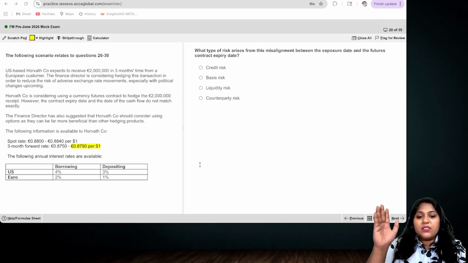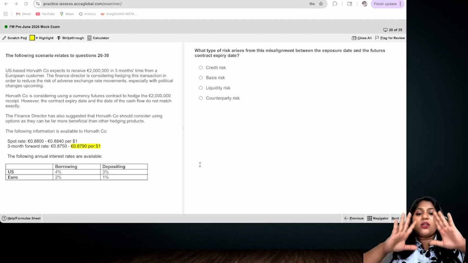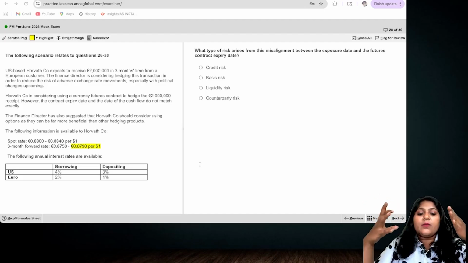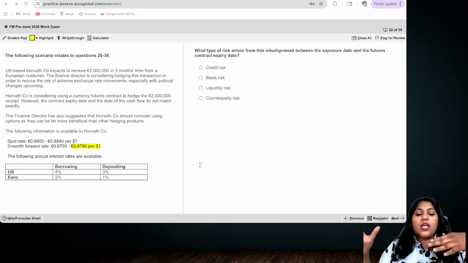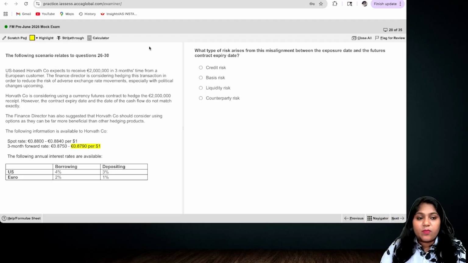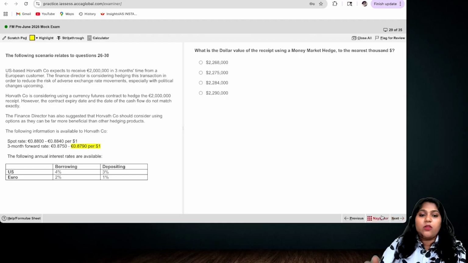The difference between the spot rate and the future price, that is basis, does not move predictably towards the expiry date. So that we call basis risk, guys. Because the future, they're telling us we are not getting the exact date. You might have to sell your future before itself. Because of this, you can expect basis risk coming into the picture. No credit, no liquidity, no counterparty. Please, all of that we have never read.